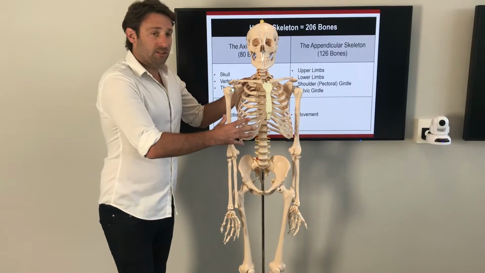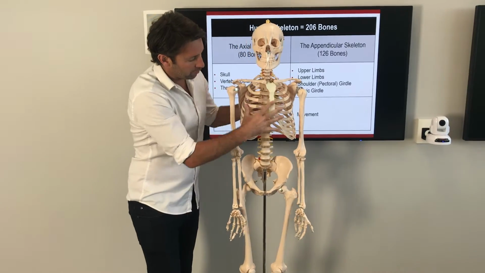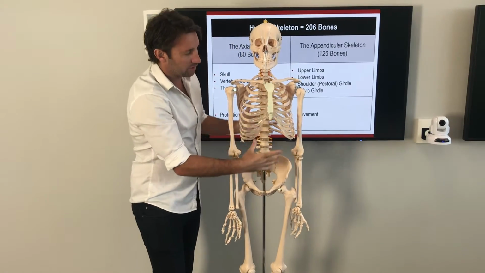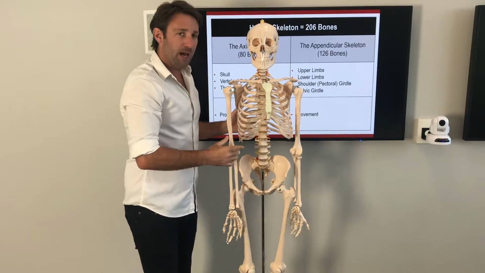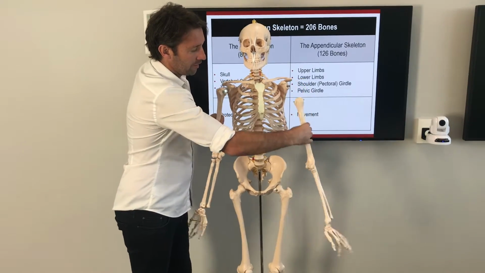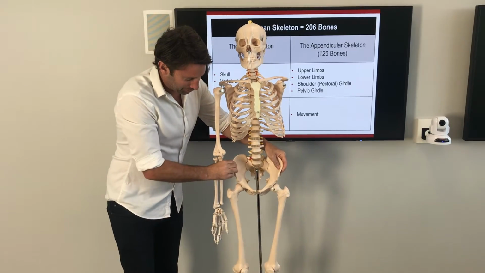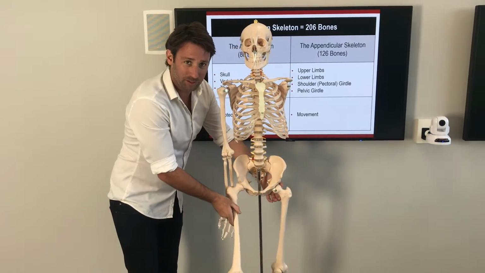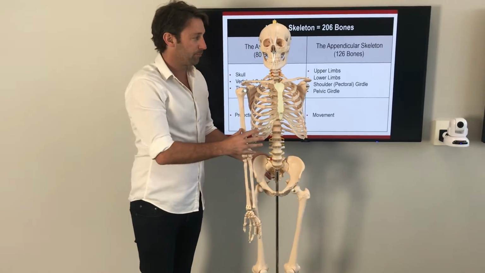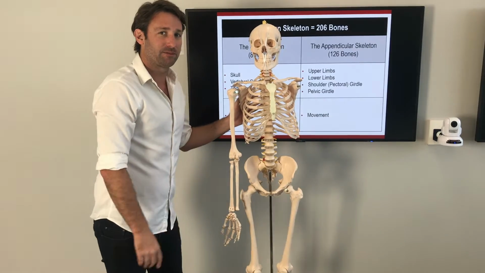So when we look at the skeleton, we've got the skull, vertebral column and thoracic cage in the axial skeleton, so just this central cord coming from that word axes. Then the appendicular skeleton with the shoulder girdles and the upper limbs, and the pelvic girdles and our lower limbs. Altogether, 206 bones in the body, 80 in the axial skeleton and 126 in the appendicular skeleton.